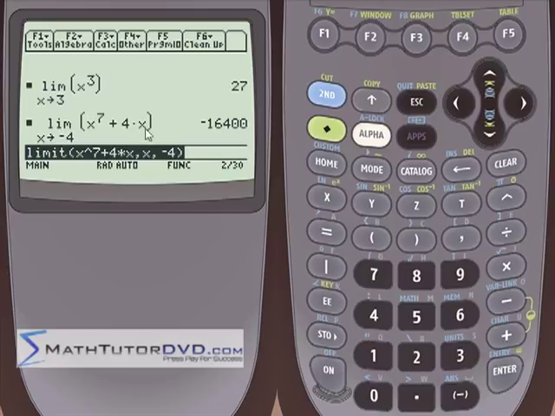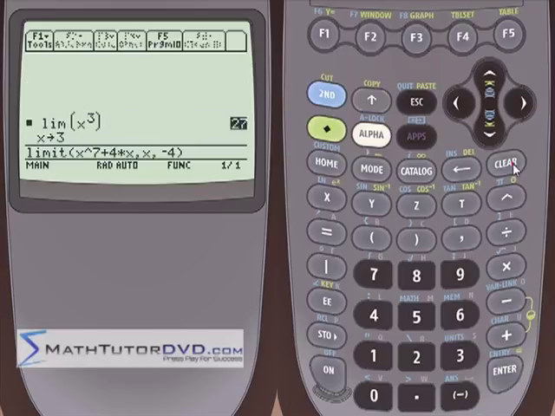Now, we didn't specify coming from the left or from the right, so the calculator is going to assume that we're going to be coming from both directions to try to see if we can converge somewhere in the middle. So let's go ahead and do one that's slightly more complicated. Let's go ahead and do limit.